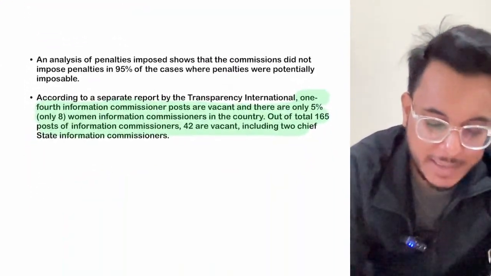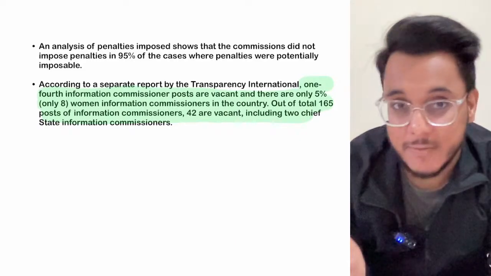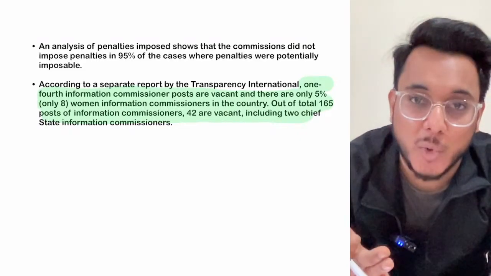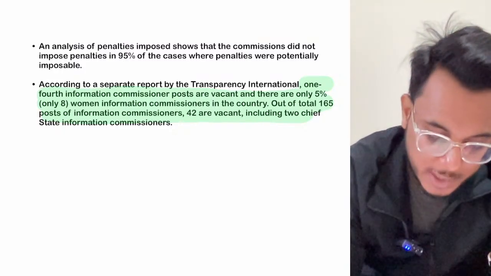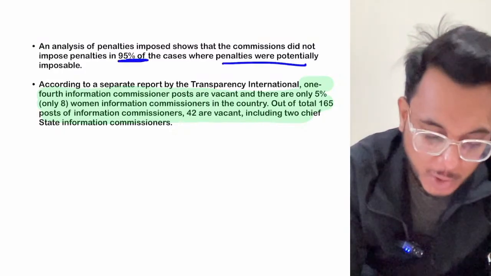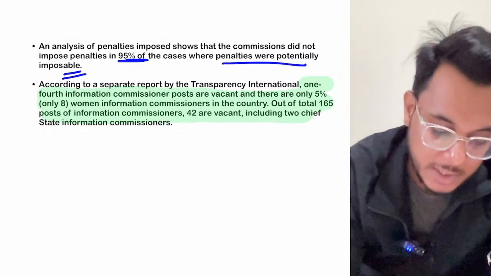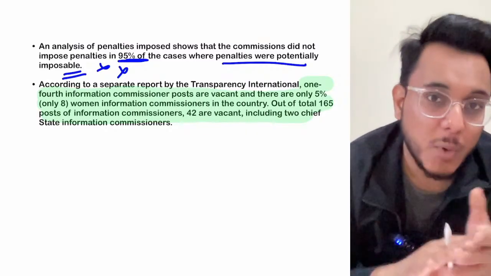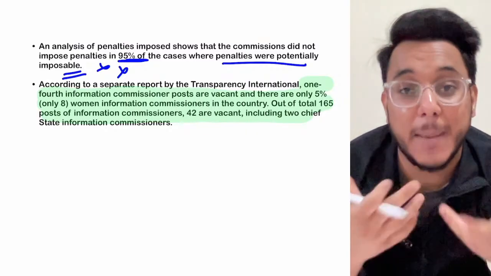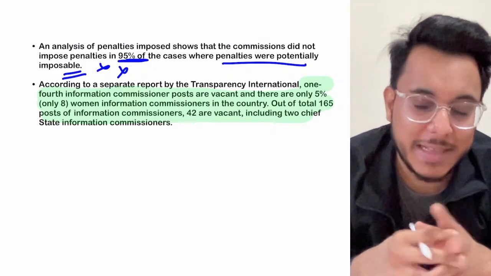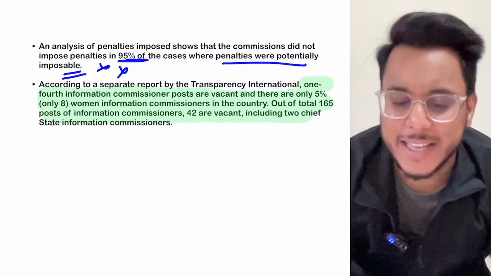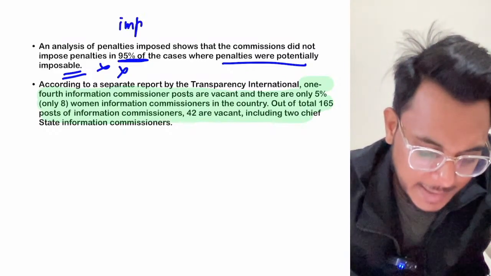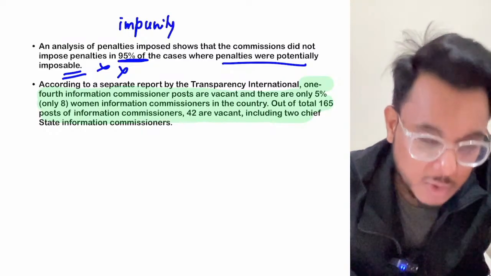Moreover, it is also provided that when the information was not given and when the penalty was to be imposed, it has not been imposed. So in 95% of the cases where penalties were potentially imposable, the information commissions had not imposed the penalty. Now you see this particular thing, if you do not impose the penalty, what will happen? A sense of impunity will come in the officers. They'll think that even if they do not give the information, no punishment will be there. So a culture of impunity, a sense of impunity, will come, which is not good.